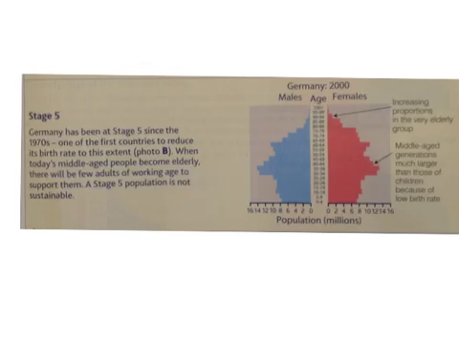When today's middle-aged people become elderly, so when these people move up to here, there's going to be very few people in this middle-aged category who are actually earning money to keep those old people. And as you can see at the top of the pyramid here, the pyramid goes to 100 plus, with increasing proportions in the very elderly group. And of course these need looking after once they've reached pensionable age.